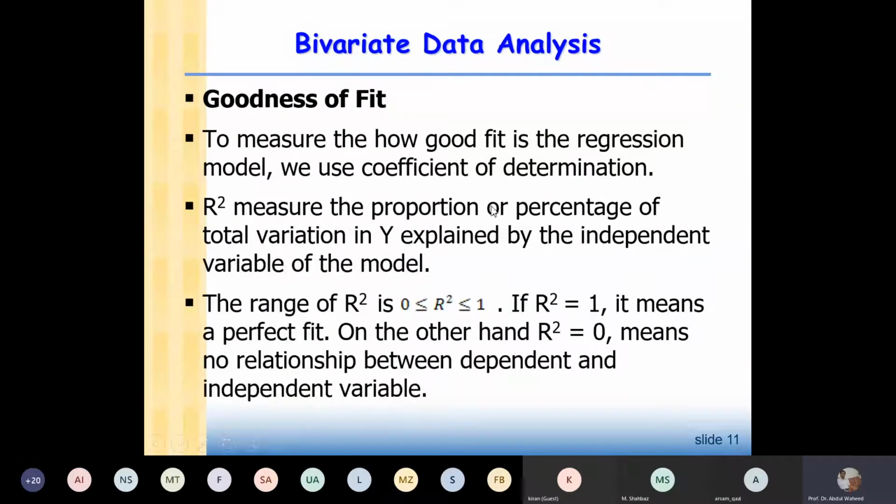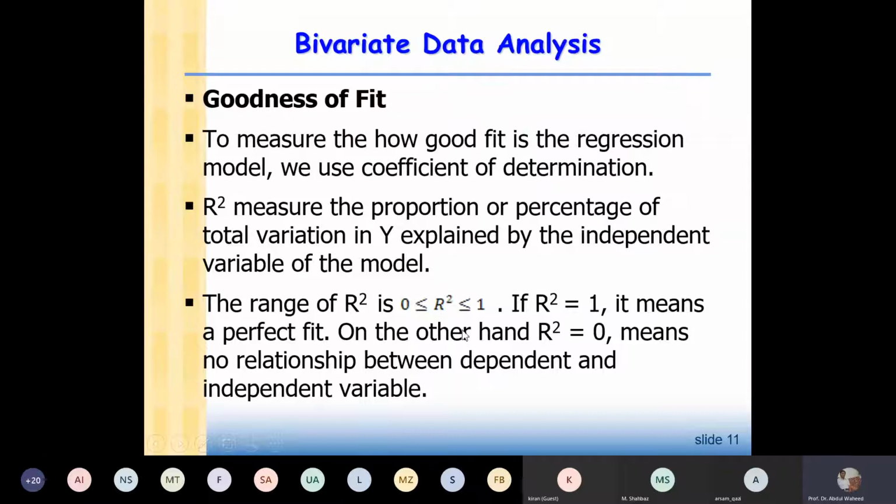Then we have to check how good a fit our model is. So we have to check the goodness of fit, and this goodness of fit is measured by R square. Okay, and this is also called the coefficient of determination. The value of this R square is between 0 and 1. Okay, so if the value is closer to 1, this means our model is a good fit. Suppose it's 0.98, it means it is a good fit.